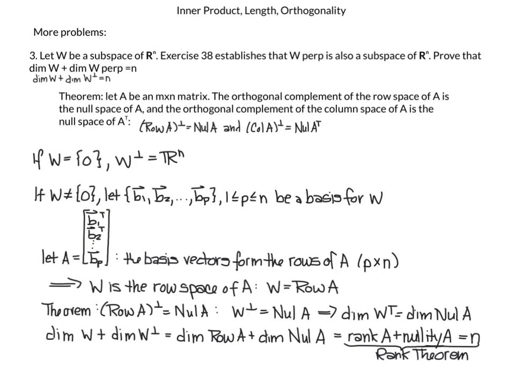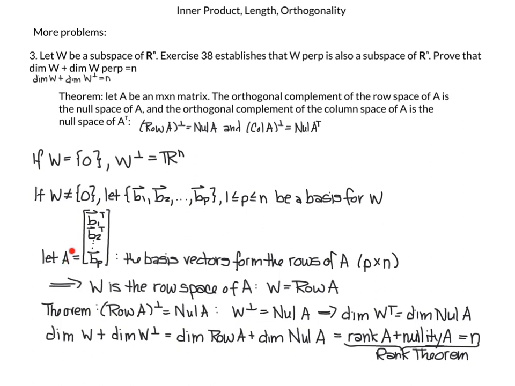The last problem, let W be a subspace of Rn. We know that the orthogonal complement of W is a subspace of Rn. We want to prove that the dimension of W plus the dimension of W perp is equal to n. I also copied this theorem here for your reference. First, if W is equal to only the 0 vector, then W perp is equal to Rn because the 0 vector is perpendicular to everything. If W is not just the 0 vector, we're going to have a basis for W. Let's say that the basis has P elements, B1, B2 up to Bp, where P is between 1 and n.